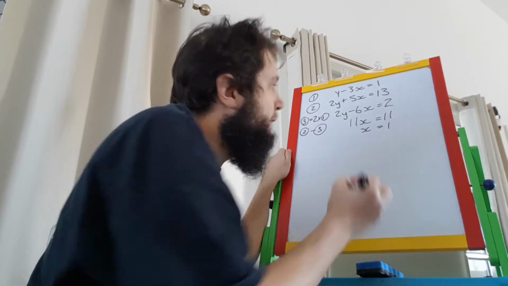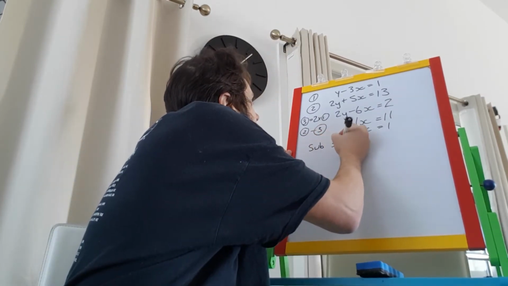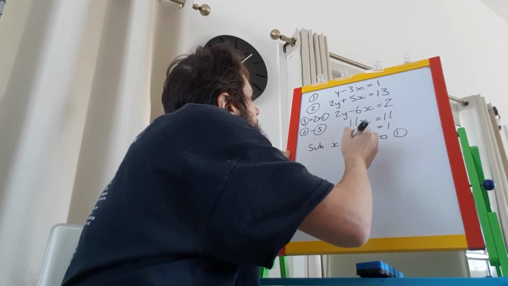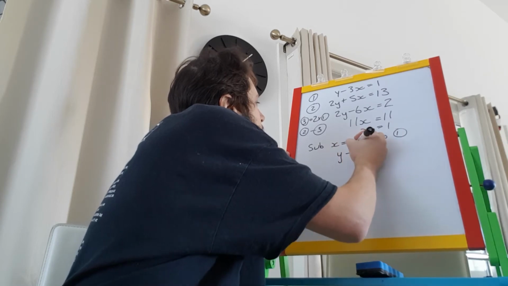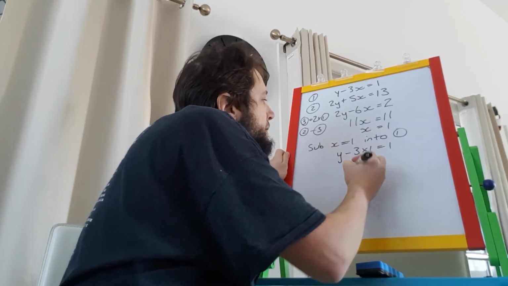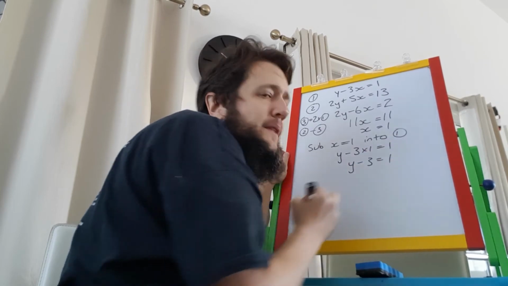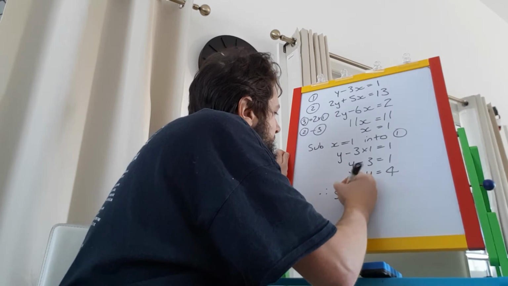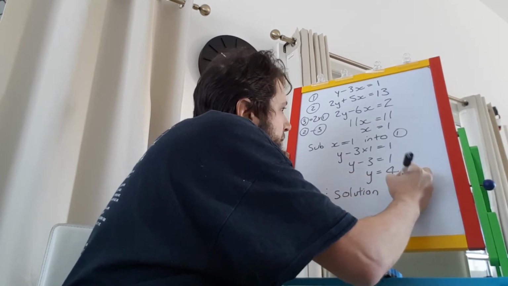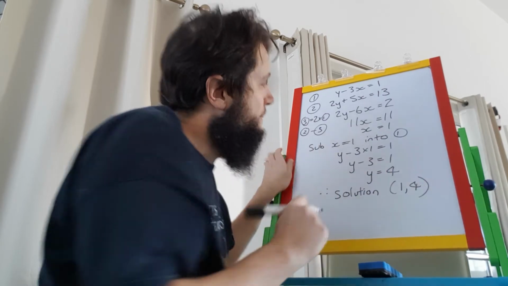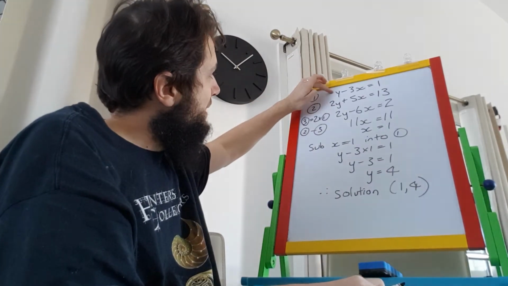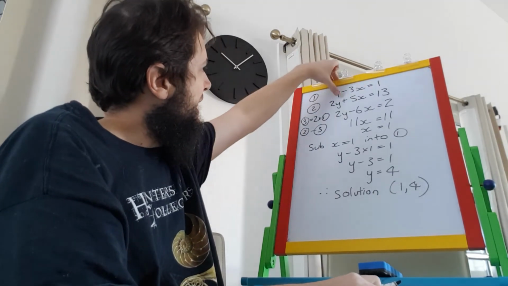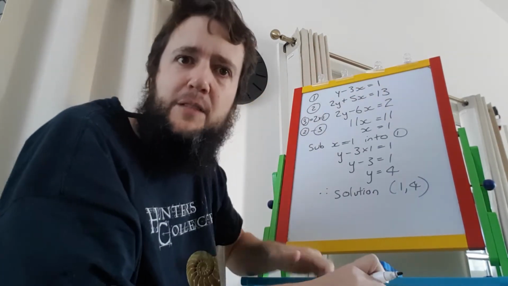As always, we need both variables, so I'm going to substitute x equals 1 into equation 1. So y subtract 3 times 1 equals 1. So y subtract 3 is 1. Add 3 to both sides, we get y is 4. Therefore, our solution is 1, 4. Again, we should be able to put the numbers back in here and it should all work out. 4 subtract 3 is 1. 8 plus 5, yep, 8 plus 5 is 13.